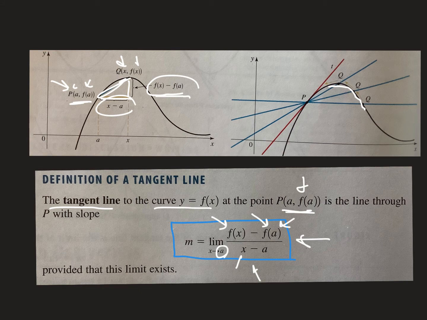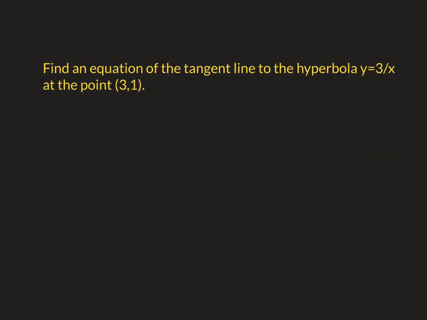All right, let's look at two examples real quick. This one says, find an equation of the tangent line to the hyperbola y equals 3 over x at the point (3, 1). To get there, we're going to say limit as x approaches 3. It's always the x coordinate; we're getting closer and closer to the x coordinate. The slope is f of x minus f of 3, and on the bottom is just x minus 3. That's how we do the slope every time.